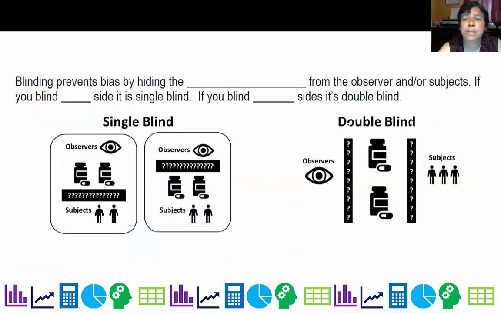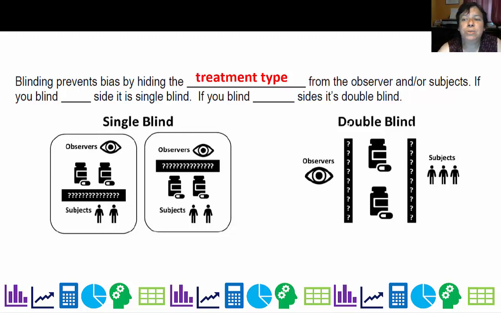Now, one last thing in experiments is called blinding. Blinding prevents bias by hiding the treatment type from the observer or the subjects. And they actually did a study on this. They said, oh, we're going to tell you that these students, we tested them and they were extra intelligent. And believe it or not, those students scored better. They made it up. They didn't score extra intelligent, but just the teachers having that opinion influenced how they interacted with them.